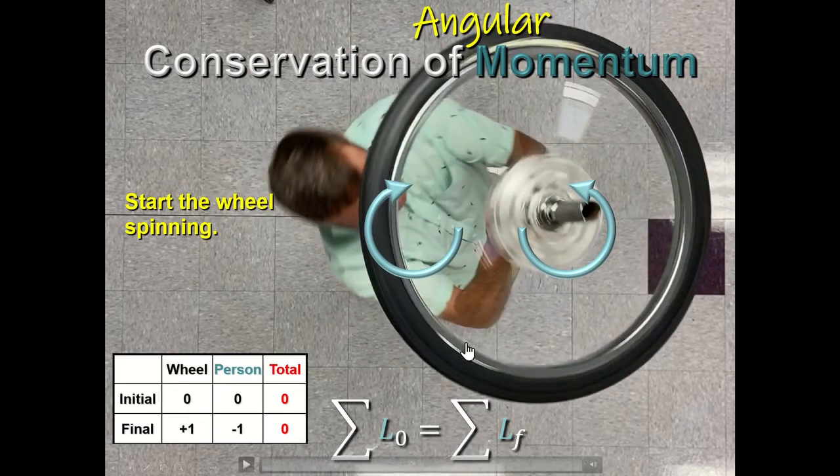Everything's moving, but the two things are moving in opposite directions. The wheel was initially stopped, but now that it's spinning, it's going counterclockwise, so it's positive momentum. I started spinning clockwise, so I get negative momentum, but the total momentum before was 0, and the total momentum after is going to be 0.